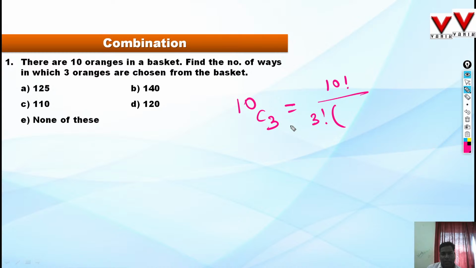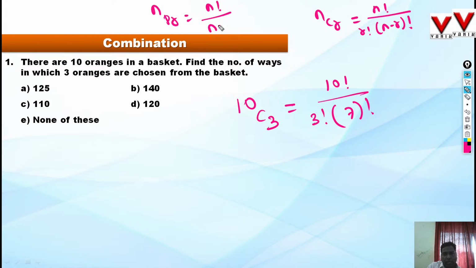NCR is equal to n factorial divided by r factorial into n minus r factorial. If you come to the permutation, NPR means n factorial divided by only n minus r factorial. But in the combination, r factorial into n minus r factorial. Clear? 10C3, so I write 10 into 9 into 8 into 7 factorial.